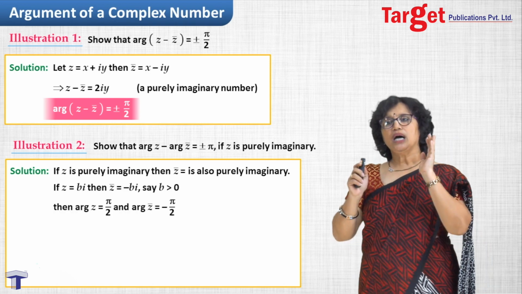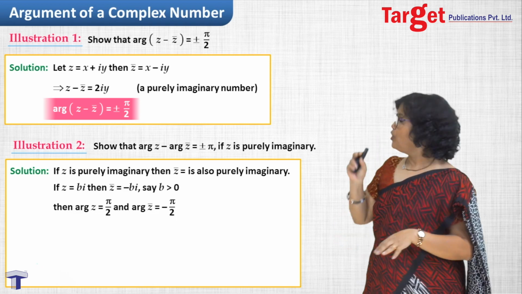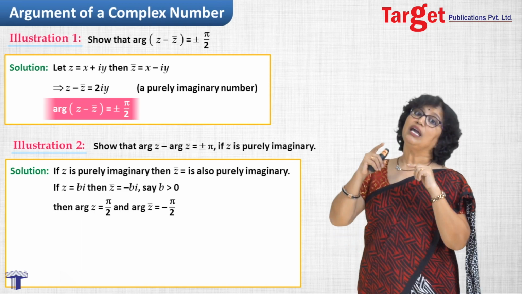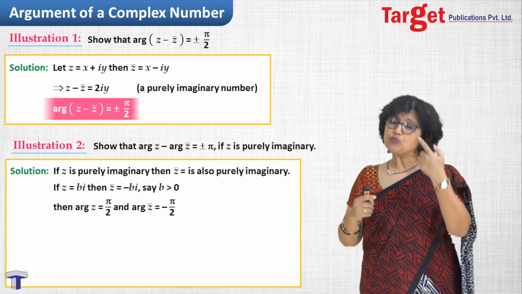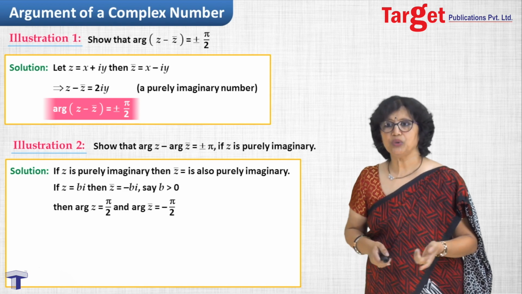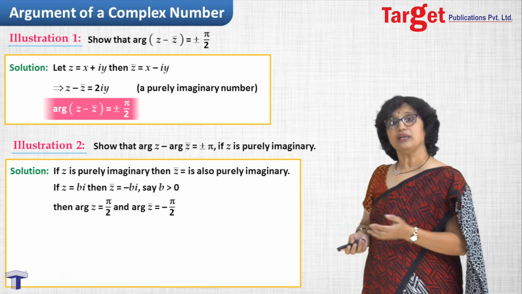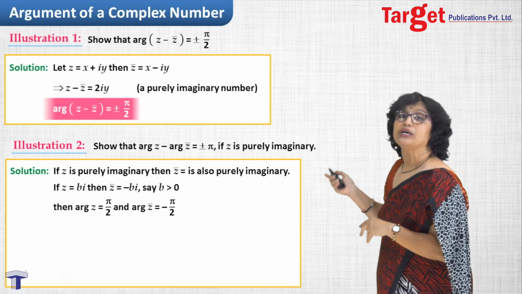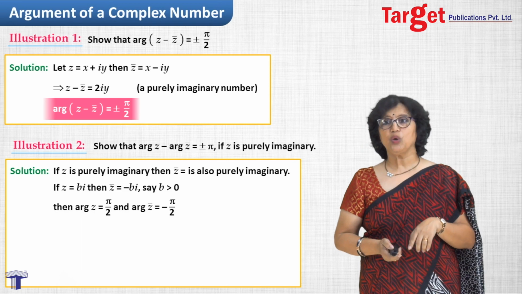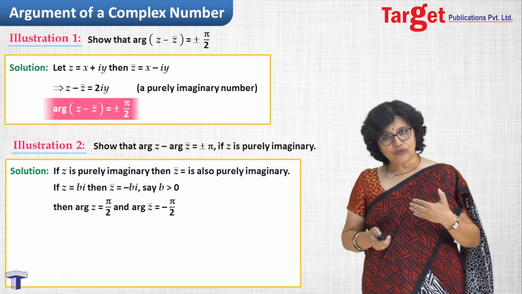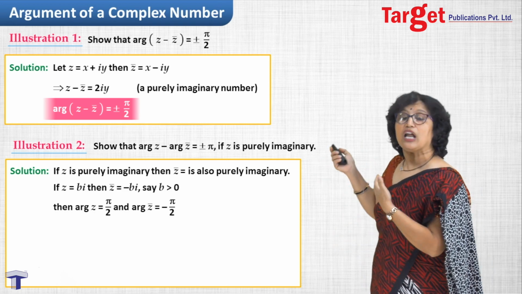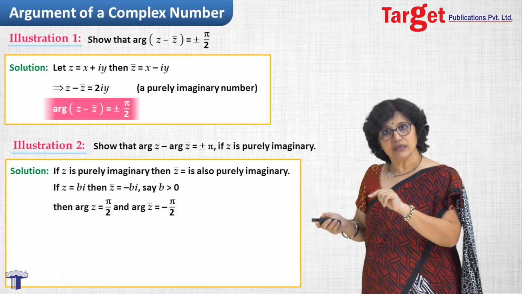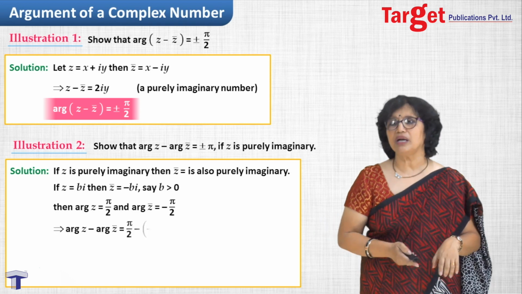So argument of z would be plus pi by 2. Why? Because b is positive, so the imaginary part is positive, and the corresponding argument has to be plus pi by 2. And argument of z bar would be nothing but minus pi by 2, because that imaginary part is negative. And what are we asked to find? Argument of z minus argument of z bar. In this case it would be pi by 2 minus of minus pi by 2, so that will be nothing but plus pi.